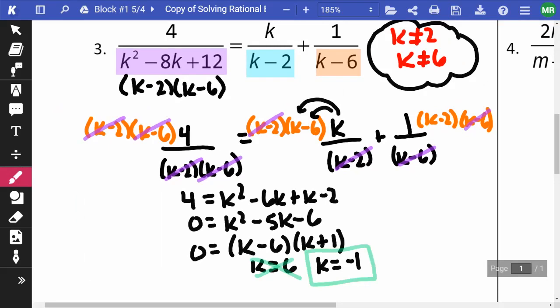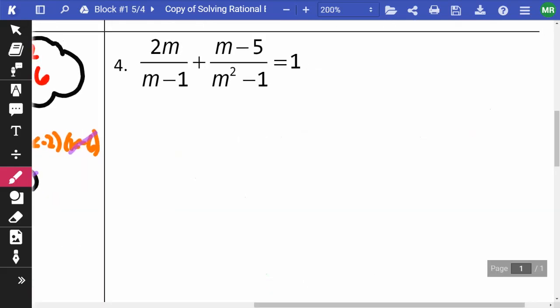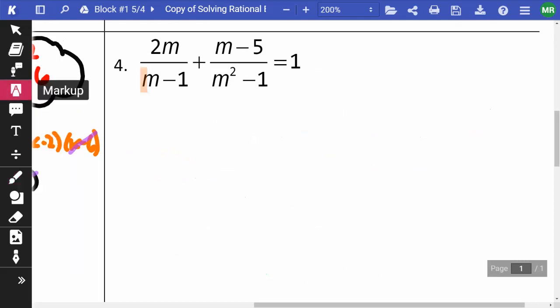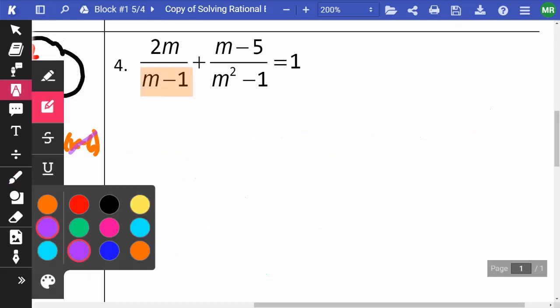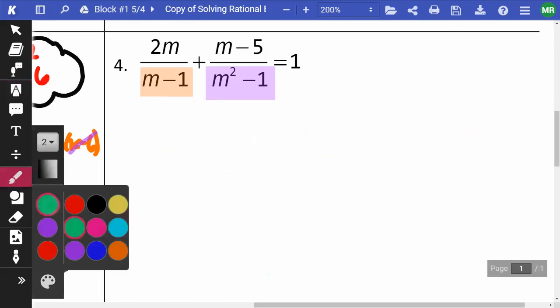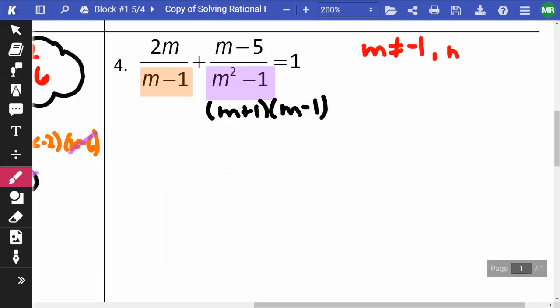Okay, now number 4. So this one, I am going to have a m minus 1. This m squared minus 1 is factorable. It is a difference of 2 squares. This is going to be an m plus 1 and an m minus 1. So I'm going to multiply everything by both m plus 1 and m minus 1. And that means I'm going to have a restriction of m cannot be negative 1 and m cannot be 1.